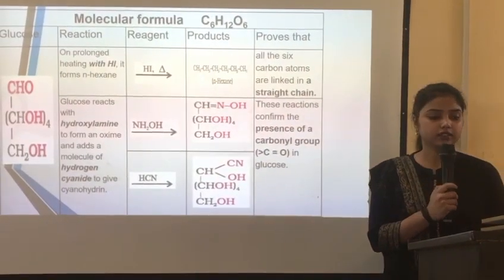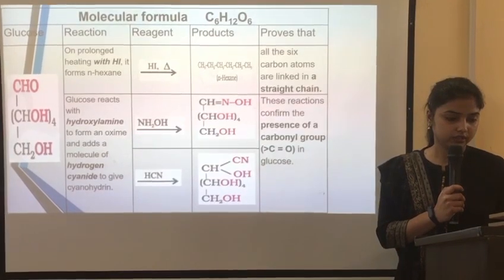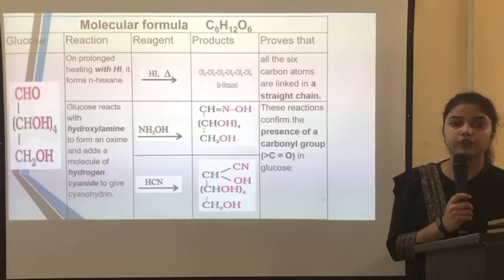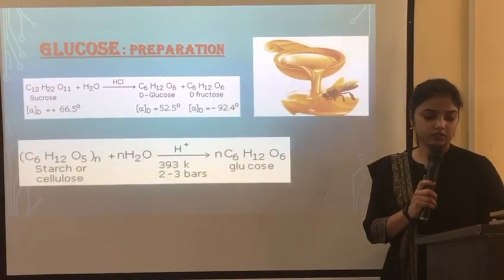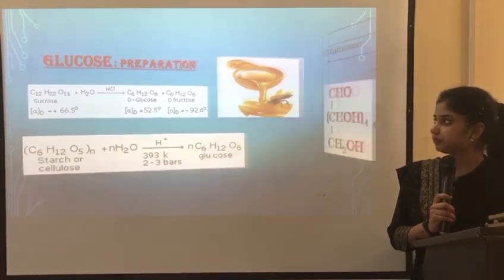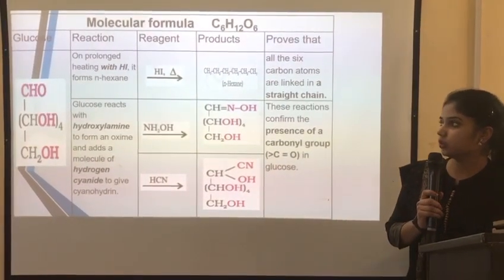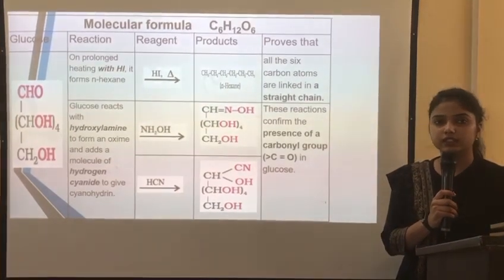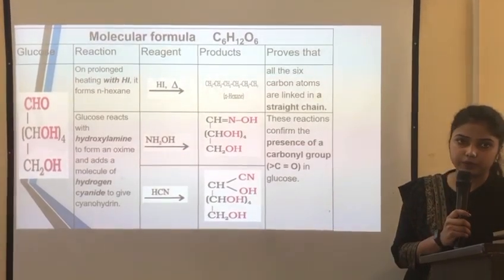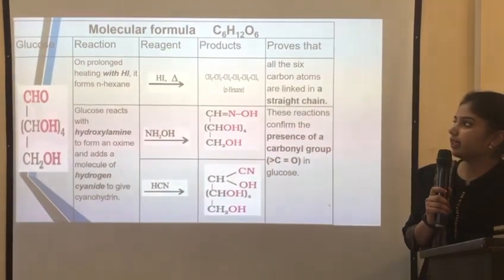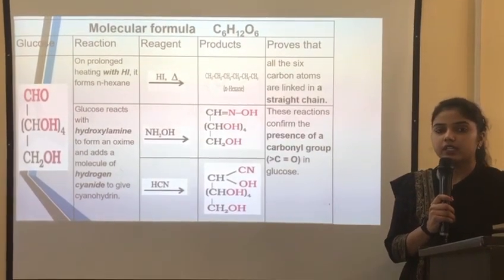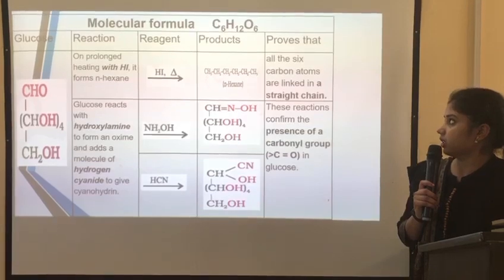Next topic is chemical reactions. Glucose can react with a number of reagents. First reaction is the reaction with HI. When glucose reacts with HI, then it gives the product in the form of a linear chain.